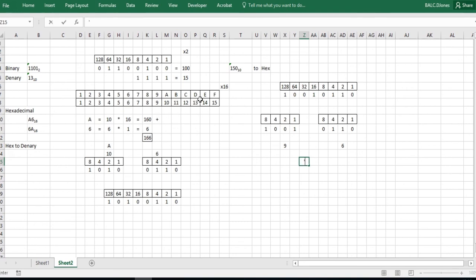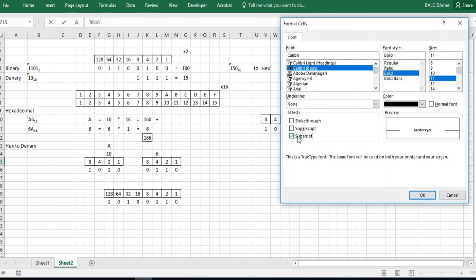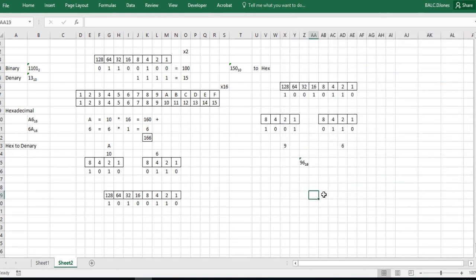Now, I would demonstrate that as 9, 6. I would put a 16 after it because I just want to make sure that it's really clear to the examiner that I know what I'm talking about, right? And I've got to make sure that I put that in subscript underneath, so it drops beneath the line. So it's the number 96 in base 16.